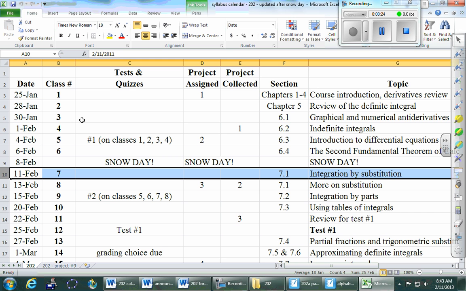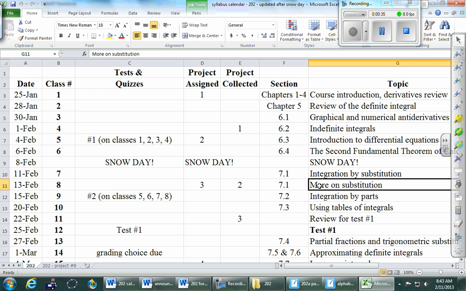on Wednesday. And then it looks like our next quiz is Friday of this week, quiz number 2. All right, today we talk about a technique called integration by substitution, and next class, more on substitution. Just to give you a sense of how important this topic is, we spend 2 days on it. Any questions on the calendar?